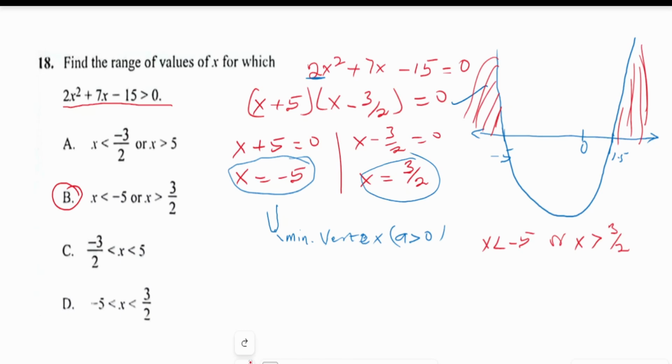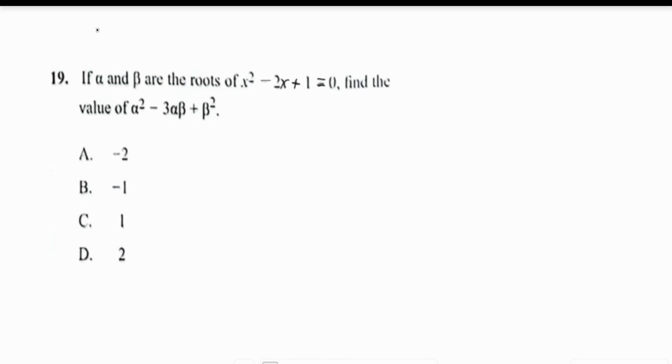We move on to the next question, which is question 19. And question 19 reads that if alpha and beta are the roots of x squared minus 2x plus 1 equal to 0, find the value of alpha squared minus 3 alpha beta plus beta squared.